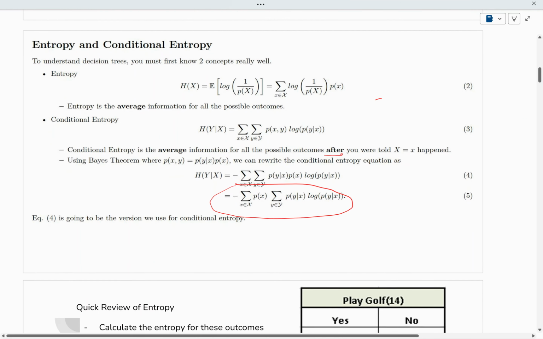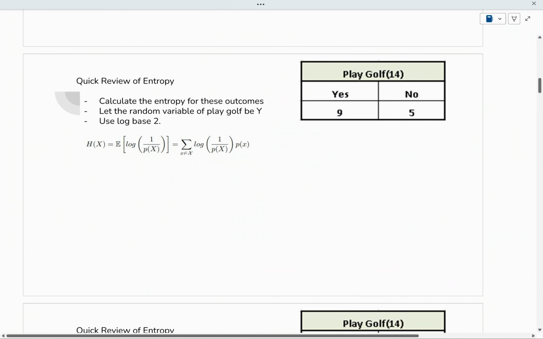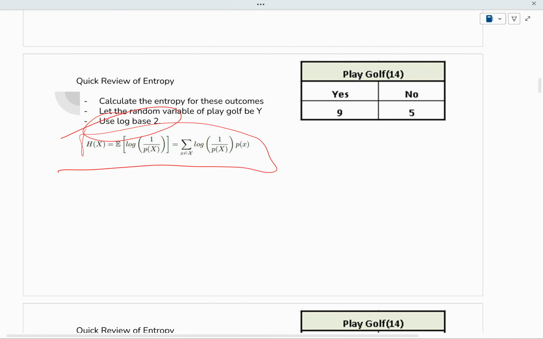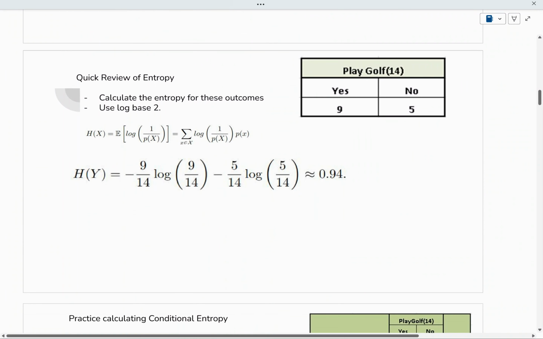Before we move on, let's do a really quick review so that you remember what entropy is. Given these two situations, what is the entropy? Calculate the entropy. Pause the video. The solution should be this here. The probability here is 9/14 and this one's 5/14. Therefore, calculating the entropy should be pretty easy.